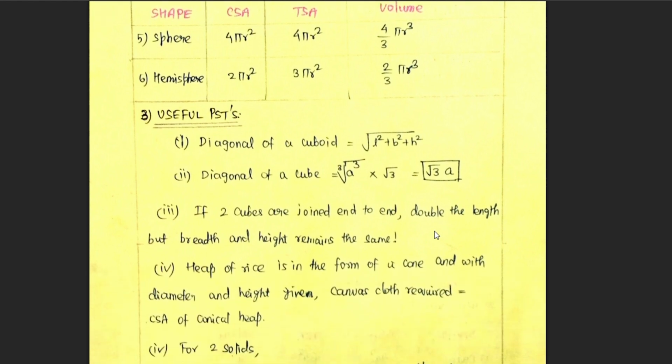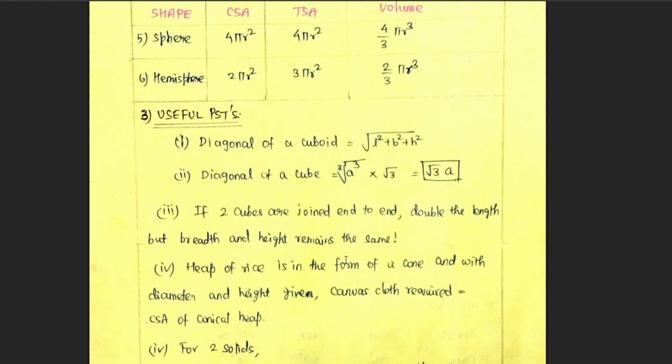Diagonal of a cuboid is given by root of L square plus B square plus H square, and diagonal of a cube is simply root 3a. You can ignore the complicated form I wrote; it's simply root 3 times a, because if you solve it, you get the cube root of a cube, which is a. I wrote it in a little bit complicated fashion. So it is root 3a. You remember this, and you'll be asked questions like this.